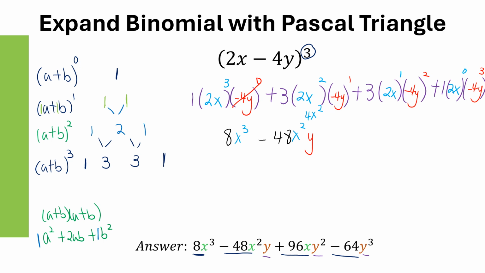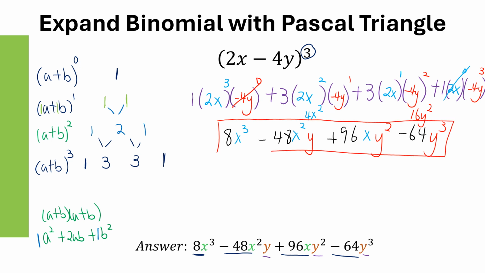For the third term, we have negative 4y squared. So that's going to give us positive 16y squared. So we have 3 times 2, 6 times 16. That's 96. And we have x, and then bring down the y squared. And for the last term, 2x raised to the 0 is 1 again. 1 times 1 is 1. So we just have negative 4 raised to the third power. That's going to be negative 64, and then y to the third power. And that's how you expand this using the Pascal triangle.